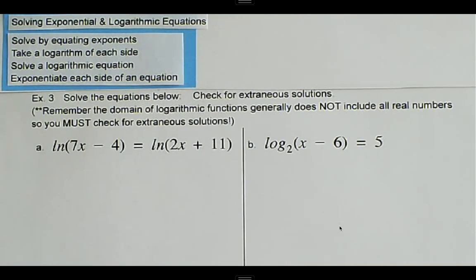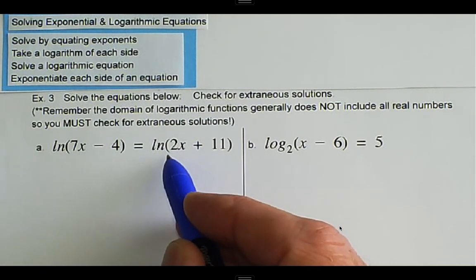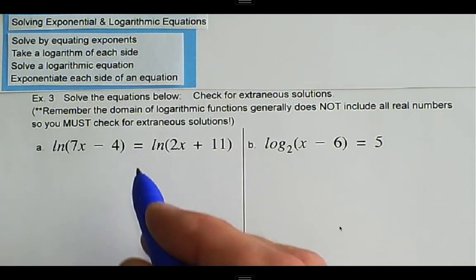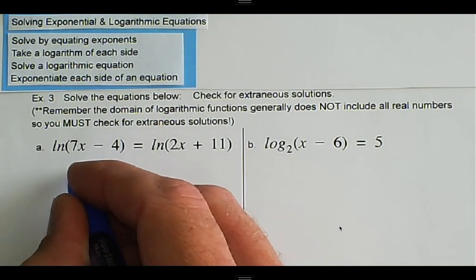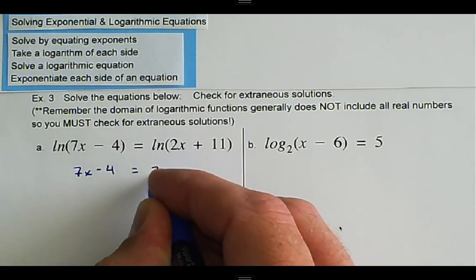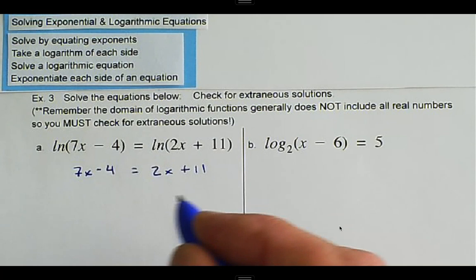In this case, we're looking at example A. We have the natural log and the natural log. If they're both the same, then we can just set what we're taking the natural log of equal to each other. So 7x minus 4 is equal to 2x plus 11. And then we can just solve it.